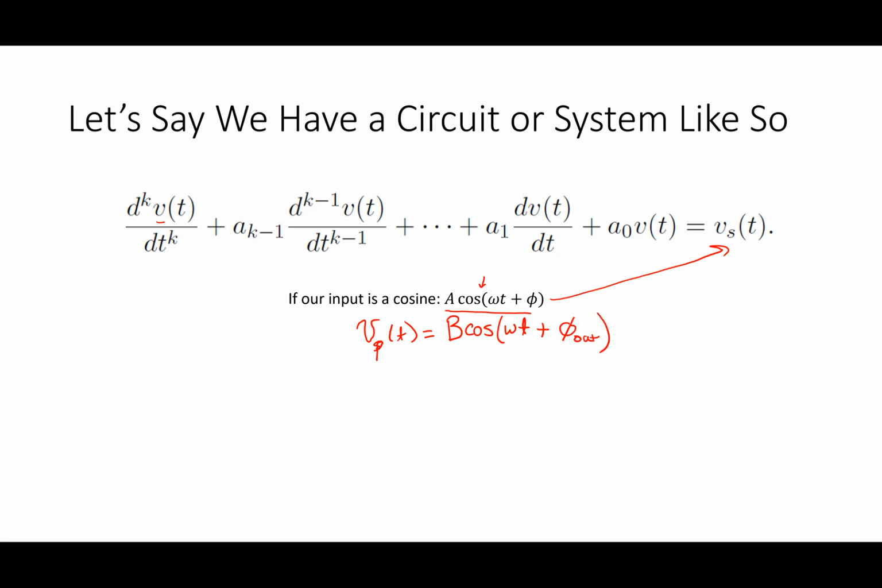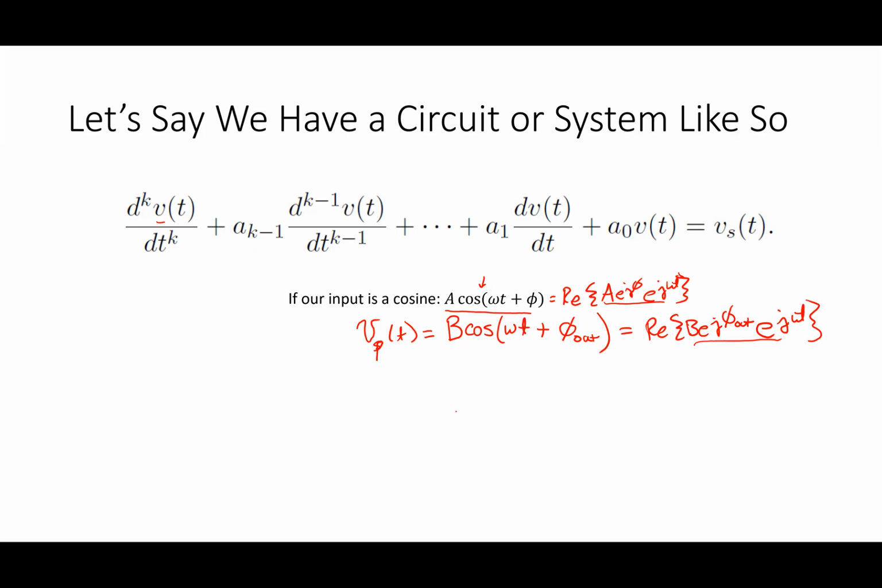And so we don't do it that way. We basically said, we'll think of this guy as the real part of A e to the j phi e to the j omega t. And this guy is the real part of B e to the j phi out times e to the j omega t. And we just said, let's forget the whole real part thing, and just look at the dynamic phasors by themselves.